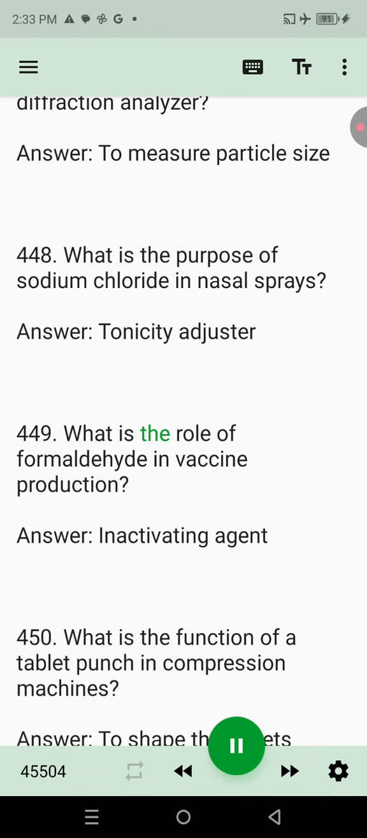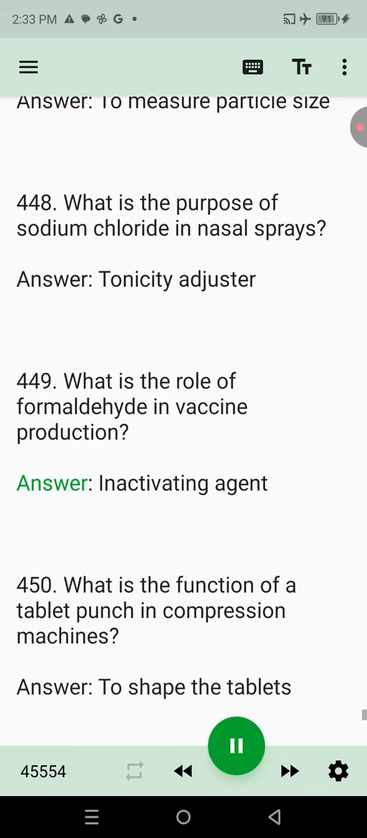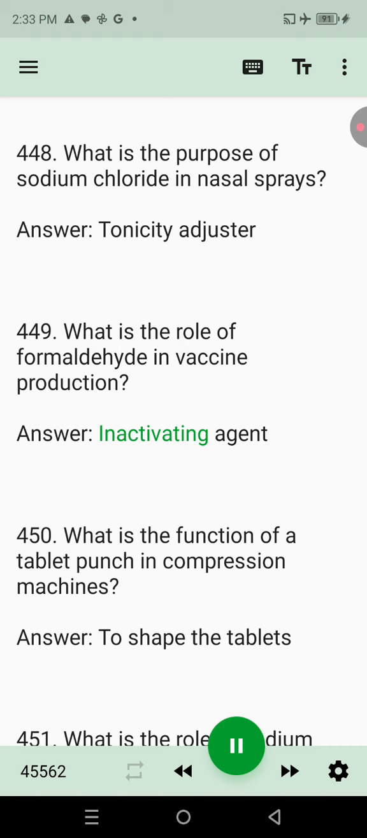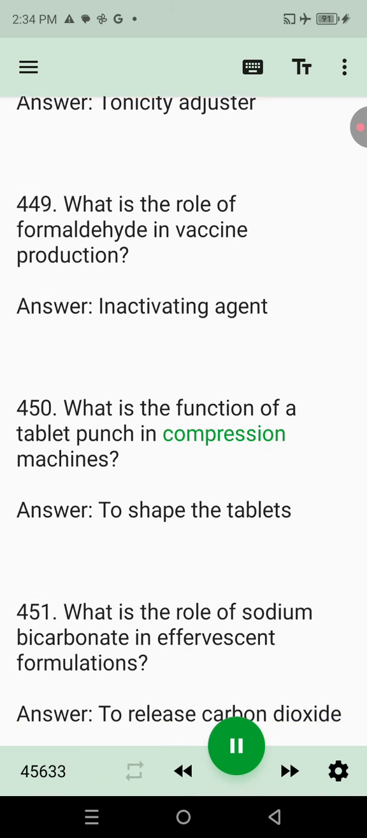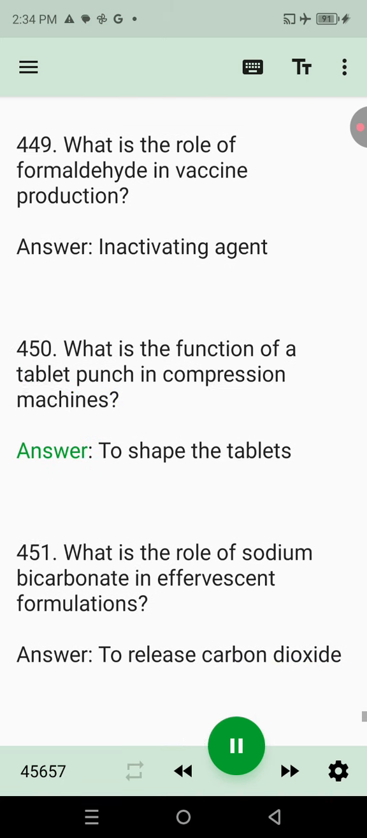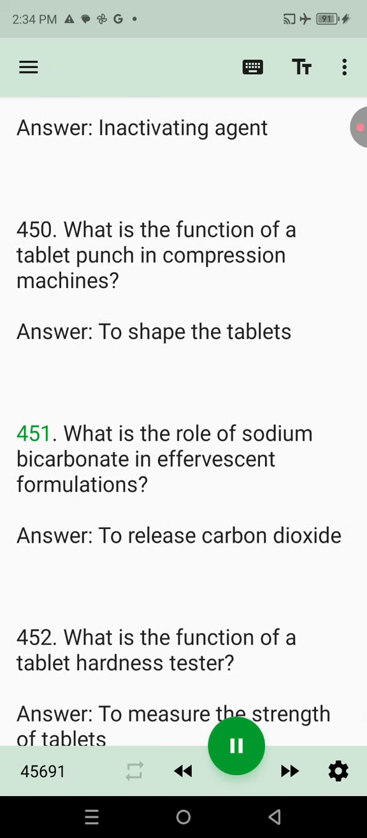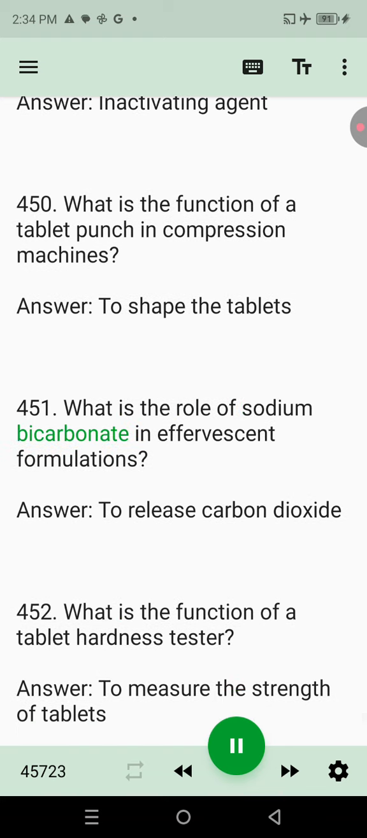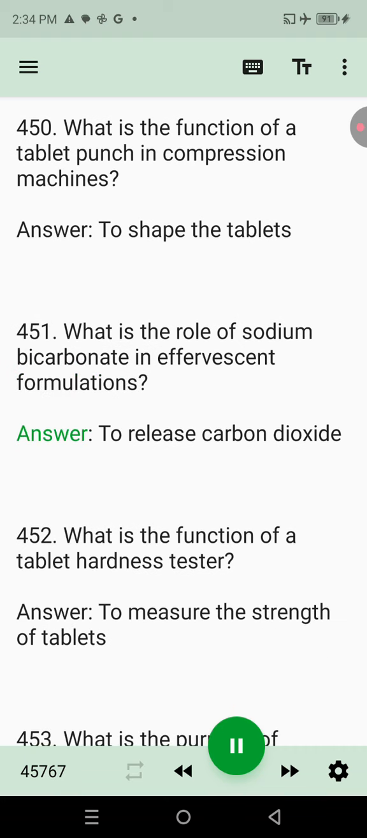449. What is the role of formaldehyde in vaccine production? Answer: inactivating agent. 450. What is the function of a tablet punch in compression machines? Answer: to shape the tablets. 451. What is the role of sodium bicarbonate in effervescent formulations? Answer: to release carbon dioxide.